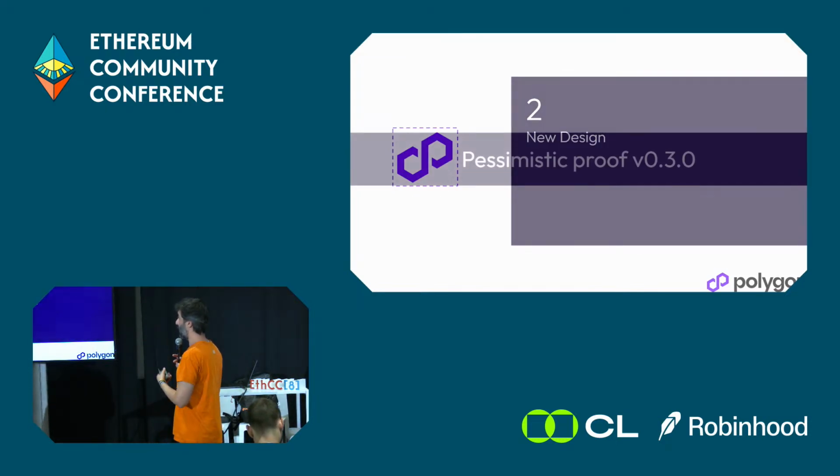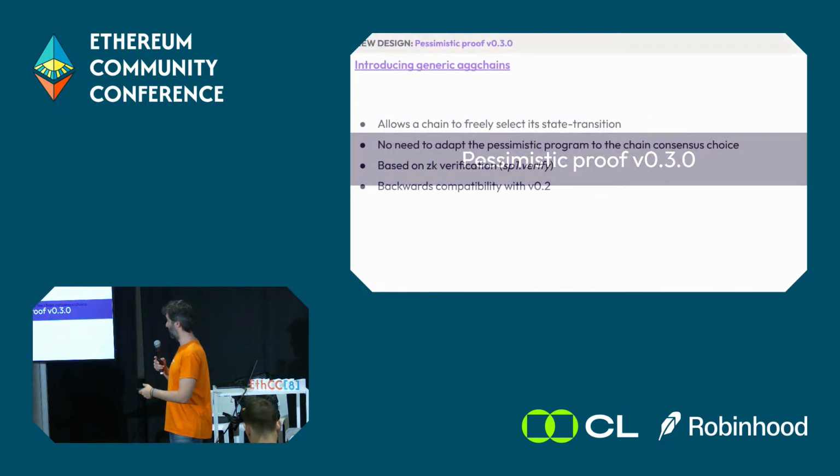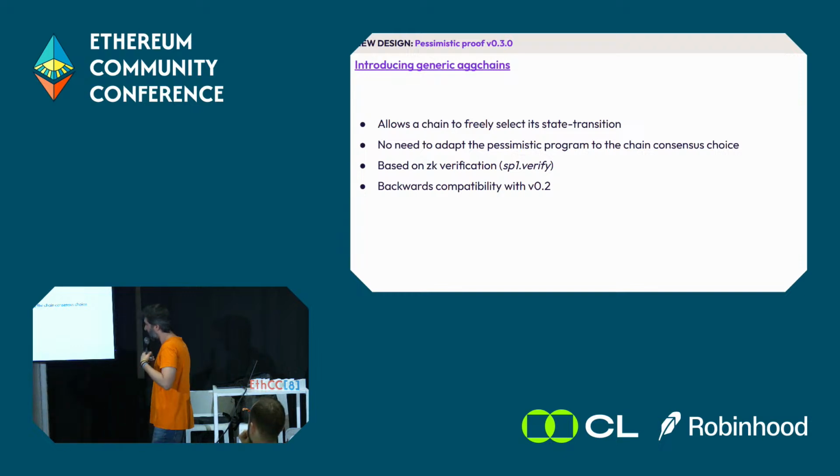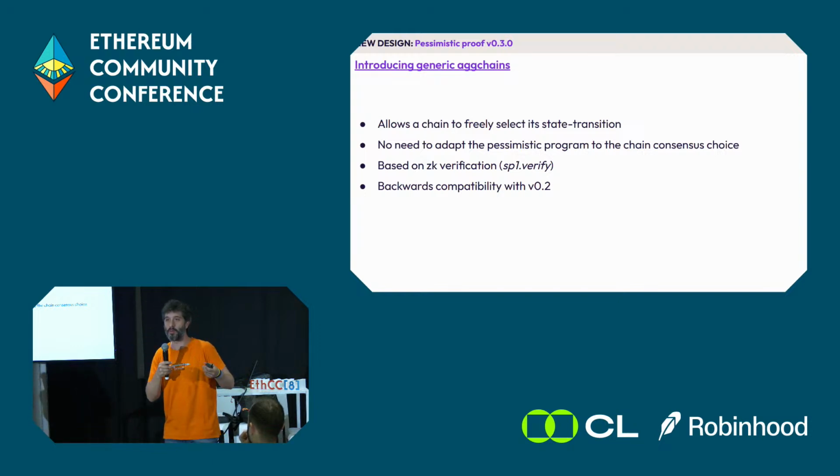So version 3 tries to give some sovereignty to the chains. What version 3 tries to do is introduce a new concept, which is a generic action. Basically, what we do is verify a zero knowledge proof, again, inside a zero knowledge proof. And this gives full freedom to the chains. We are using SP1. And the new design also has backwards compatibility with version 2. We'll see in the following slides.